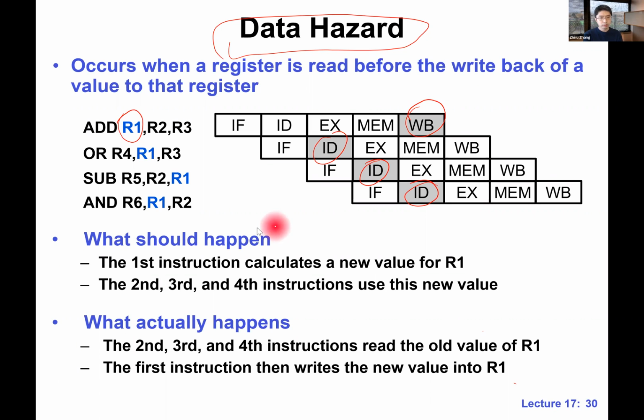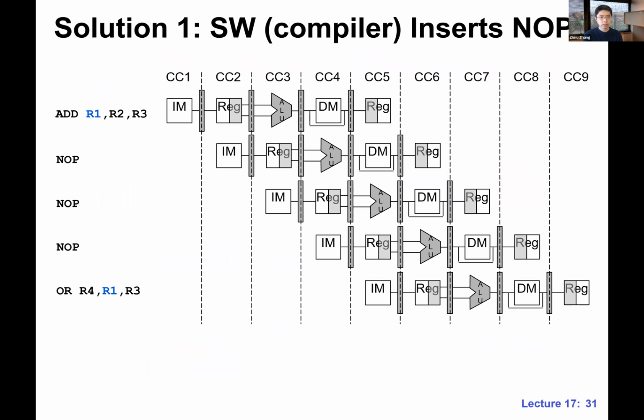Okay, so we really don't want this to happen, right? We don't want the second, third, and fourth instruction to read the old value of R1. We need to somehow delay their execution. One way to delay their execution is by inserting no-ops, or no operation. We insert 3 no-ops to delay the OR instruction.